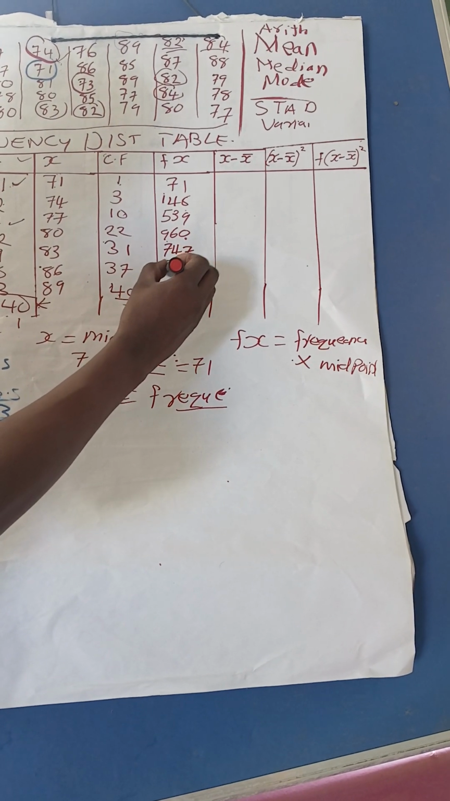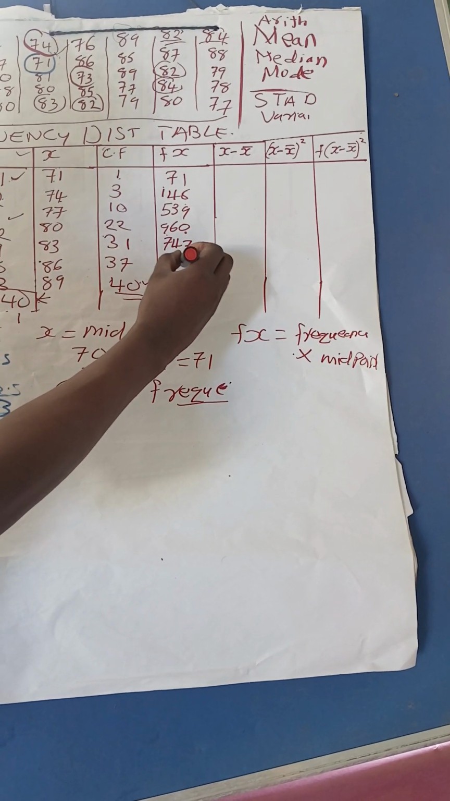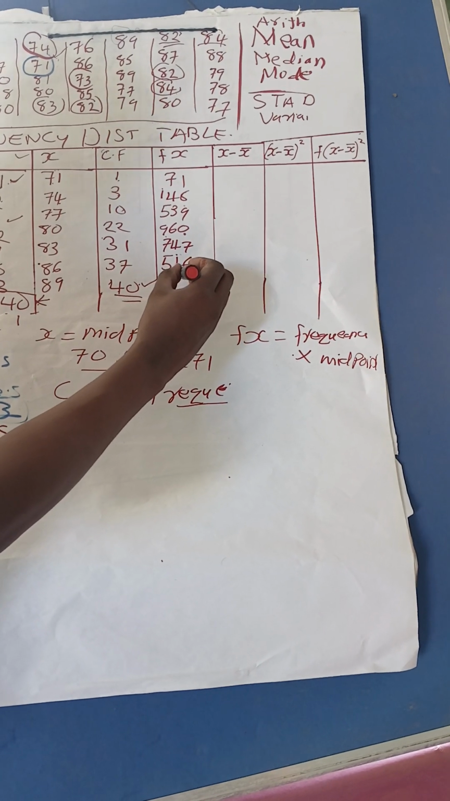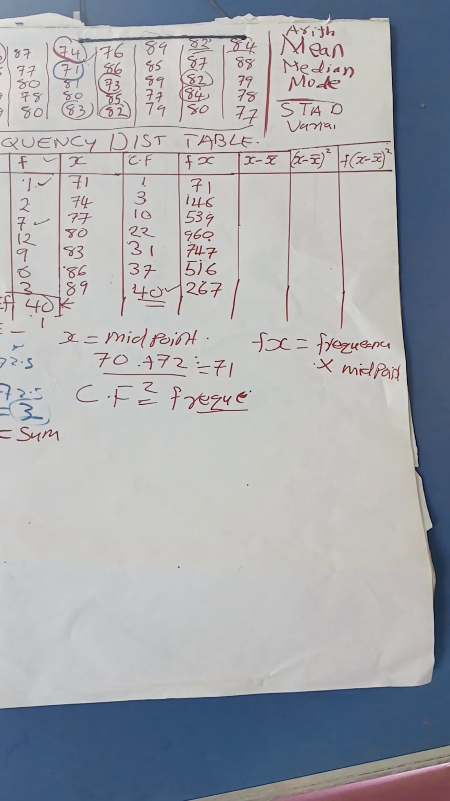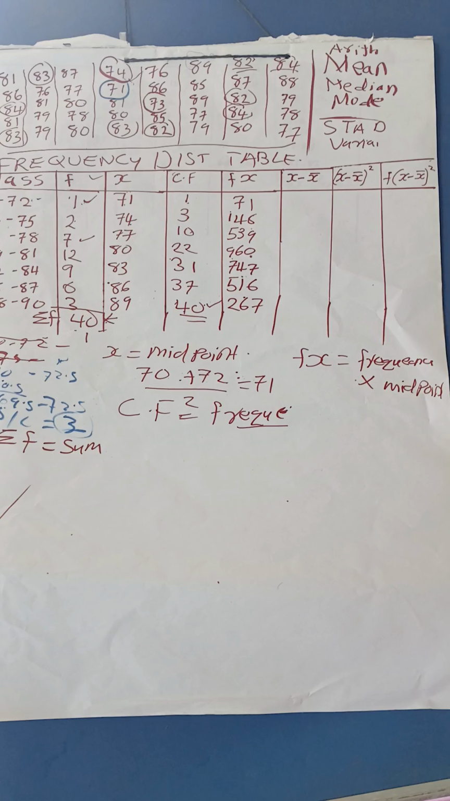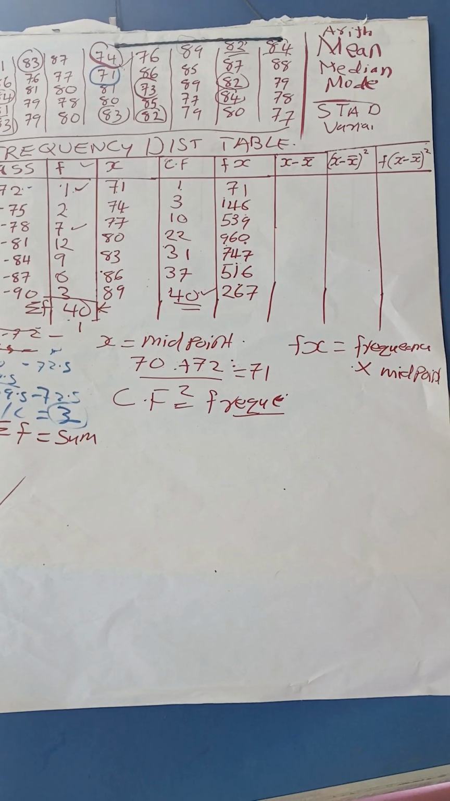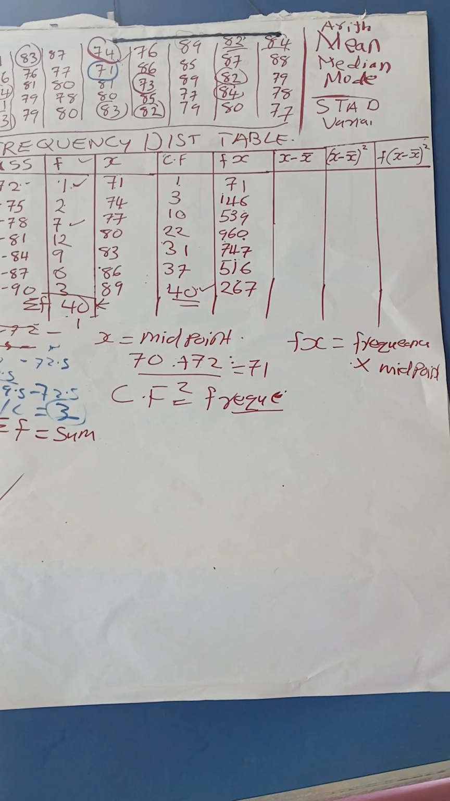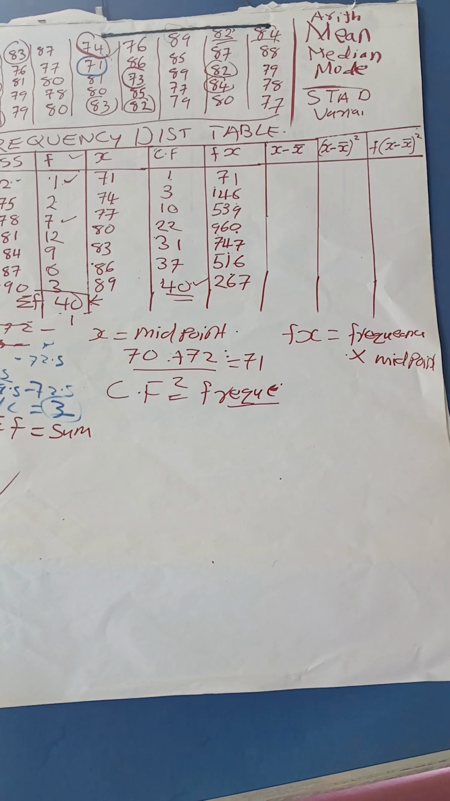You get your answer, comrades, as simple as that. That is how we get our fx. You multiply the frequency by the midpoint, and you have filled your fx column.